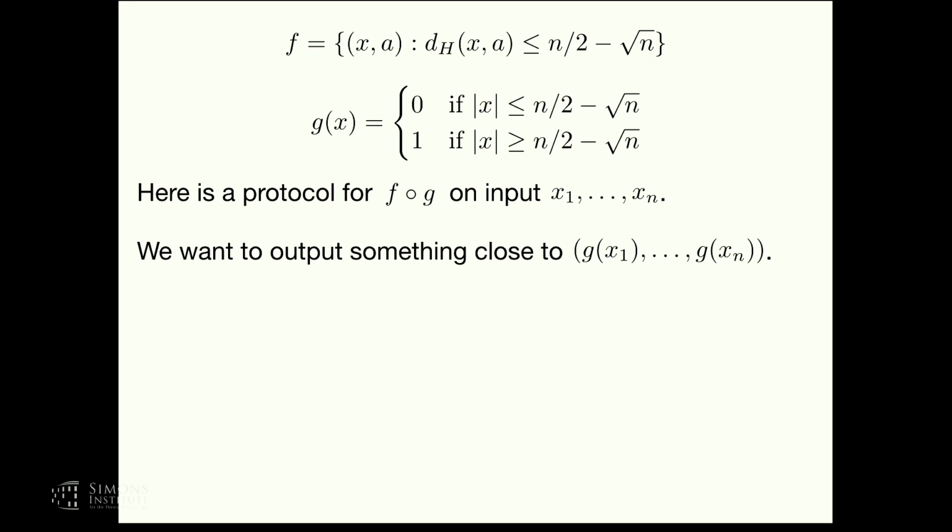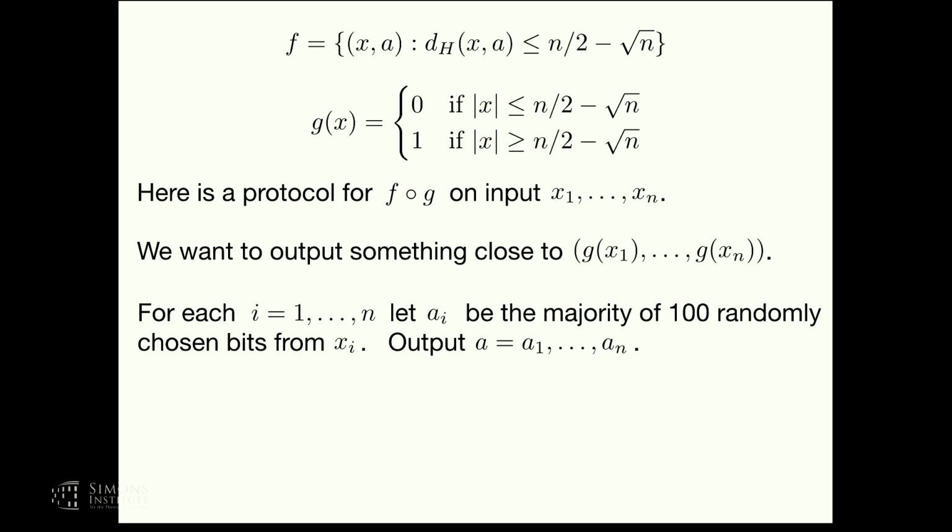Okay, so here's our protocol. Again, what's our goal? We're given some input x1 through xn that we're making queries to, and our goal is to produce something close in Hamming distance to g of x1 through g of xn. Okay, so what are we going to do?